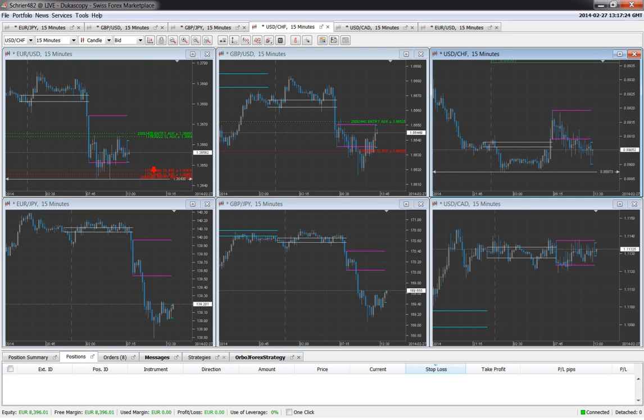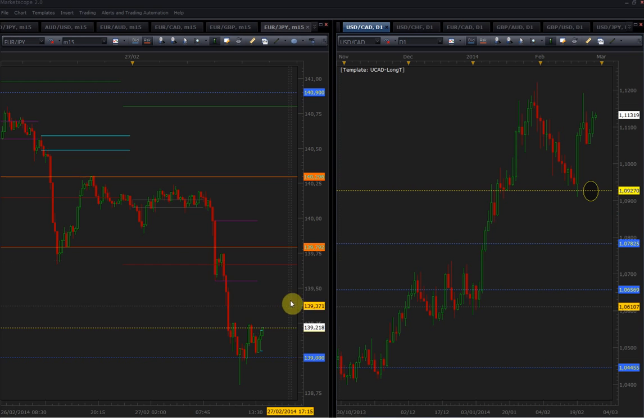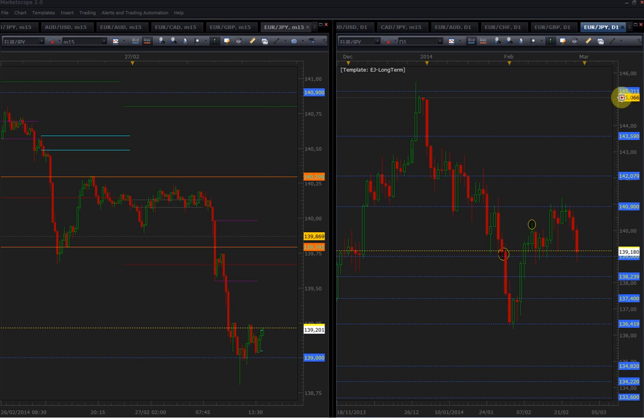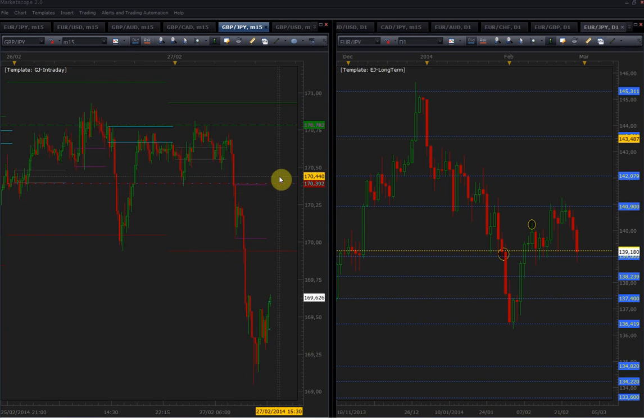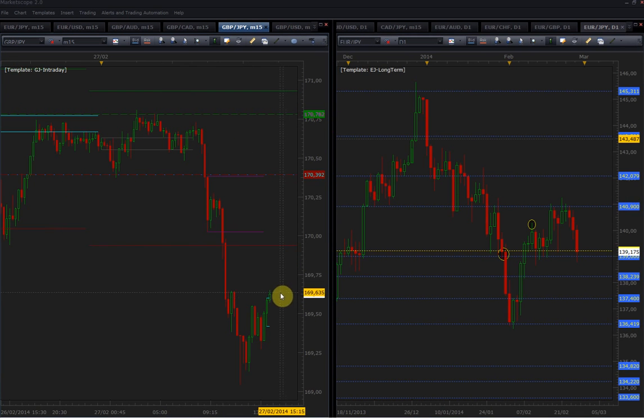Okay, we are waiting. It's a signal we have identified. It works over and over, so you need to be consistent. You don't know which one is gonna be the winner and which one is gonna be the loser, so you need to take them, basically. Pound yen is giving a long entry.